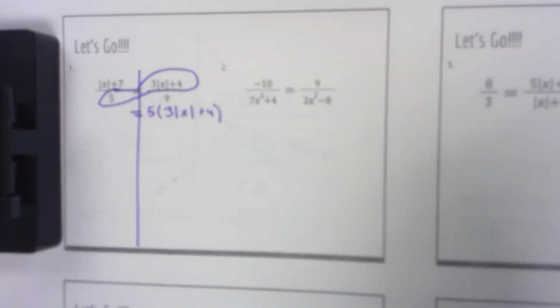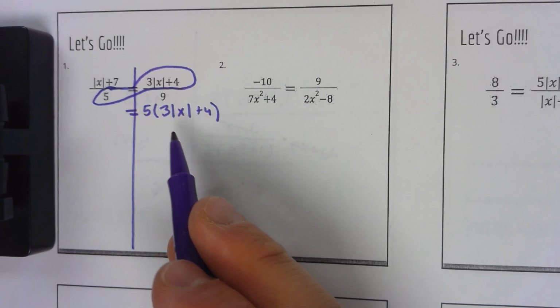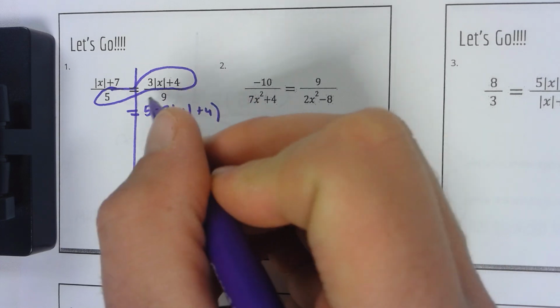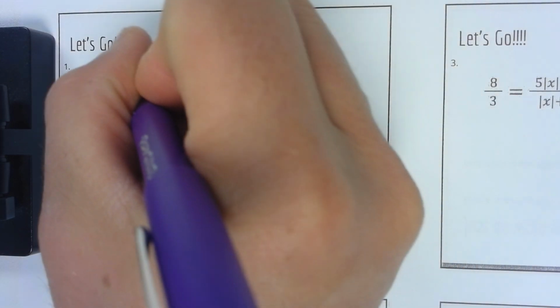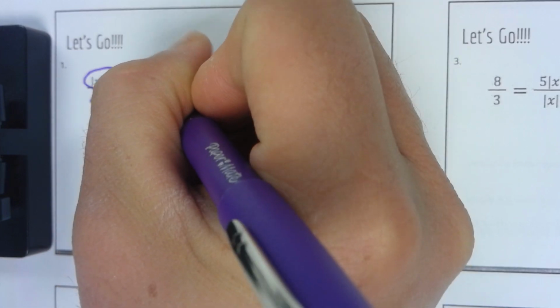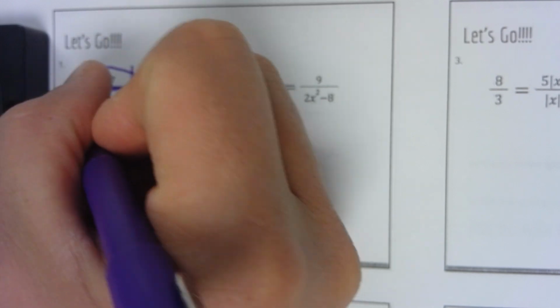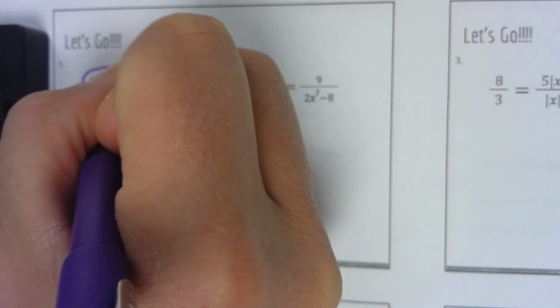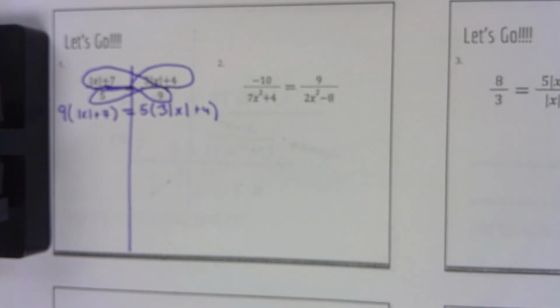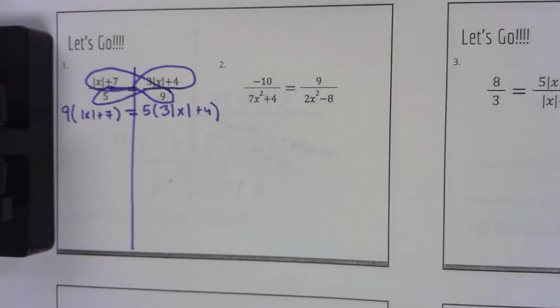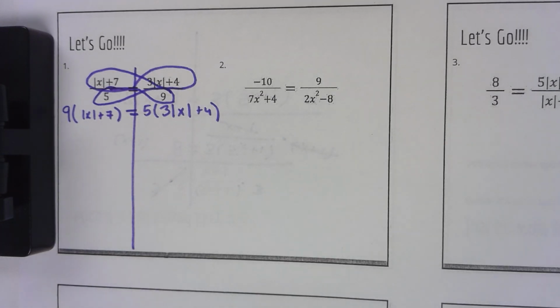Then we need to get rid of the dividing by 9. So I need to multiply both sides by 9. On the right side, that'll cancel out with the division. On the left side, that 9 will need to distribute to the absolute value of x plus 7. So that's 9 times the absolute value of x plus 7. And look at that, we got rid of all the division and only had to do one step to get there.